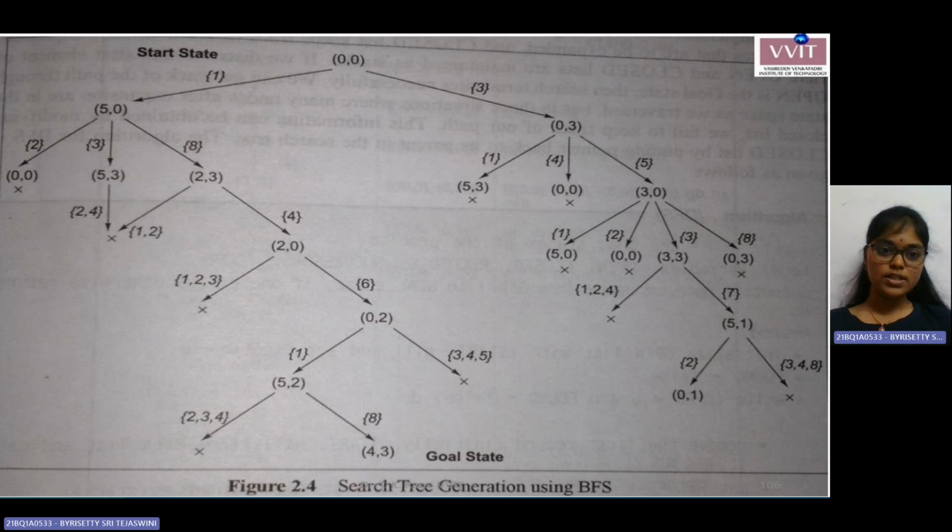BFS is when one state is taken, it expands all the corresponding states, and then the next state is taken and it expands all its corresponding states, and so on. Like this, the corresponding states are expanded. So this is BFS, or how we solve the water jug problem using BFS.